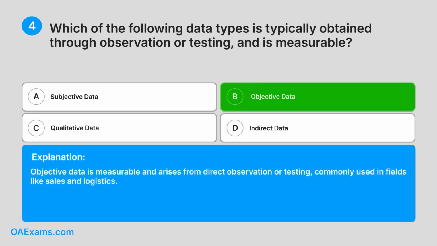Explanation. Objective data is measurable and arises from direct observation or testing, commonly used in fields like sales and logistics.